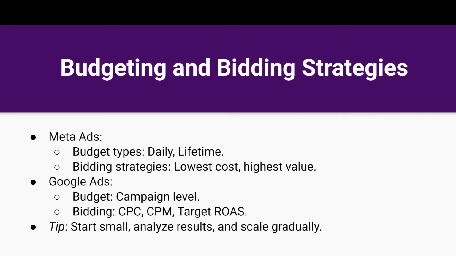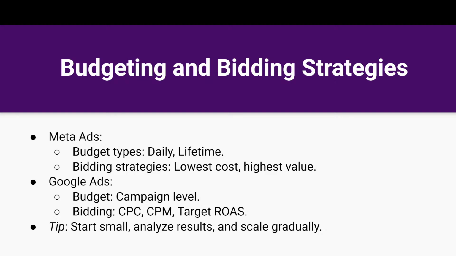Right. Now budget and bidding strategies. On Meta ads, the budget types would be daily and lifetime. So you can add a daily budget on Meta, for example, 500 a day, 1000 a day, and lifetime. Lifetime in the sense you can directly give, let's say, 10,000 rupees and ask it to cut down from that particular budget. Okay. Bidding strategies would be lowest cost, where it will reduce the cost, or you want highest value. You can choose anything from the both.